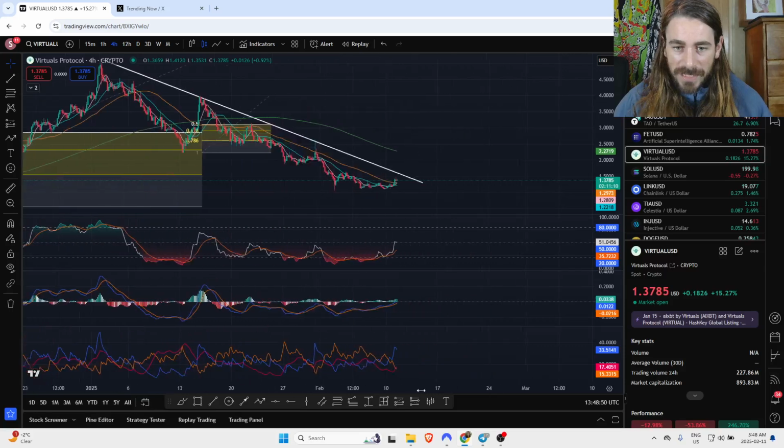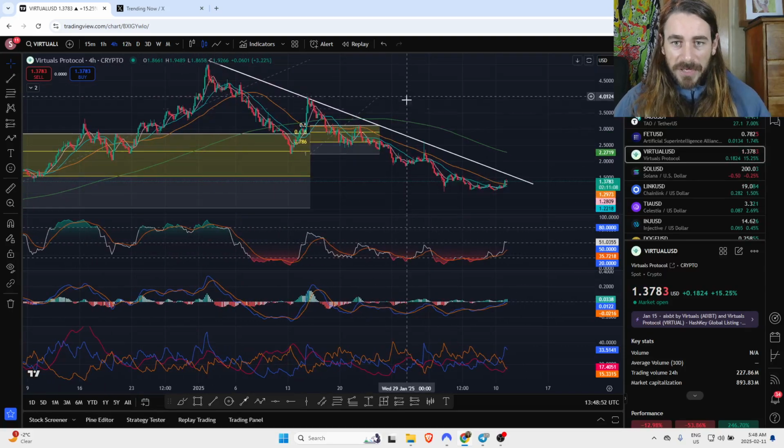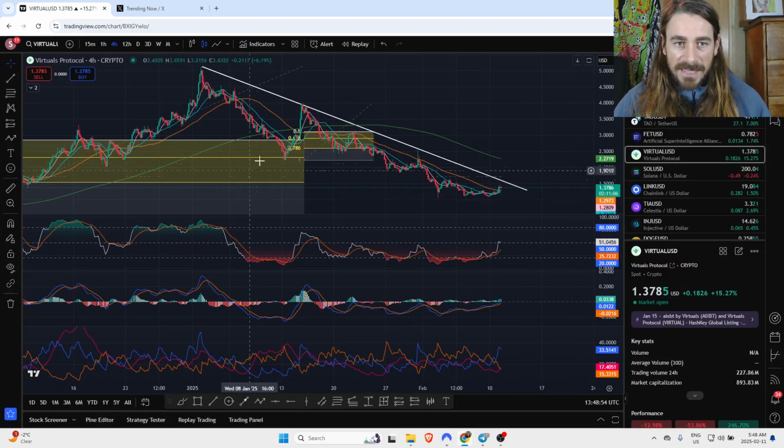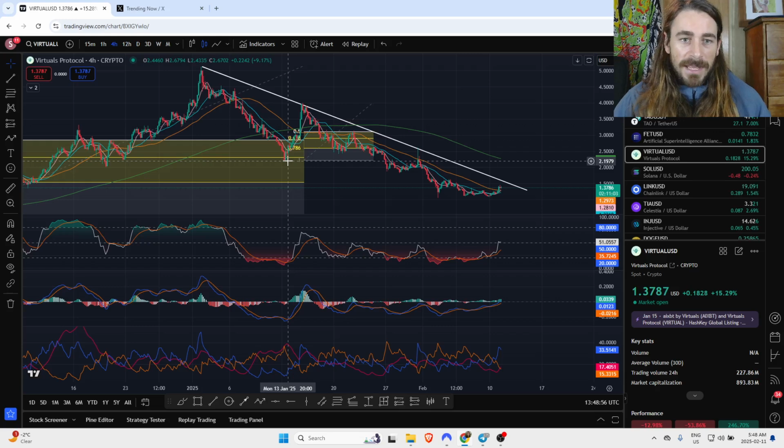Looking at Virtual, another one, I've got a spot position in Virtual. Nothing crazy, but I took a little position up here. It wasn't the best trade.